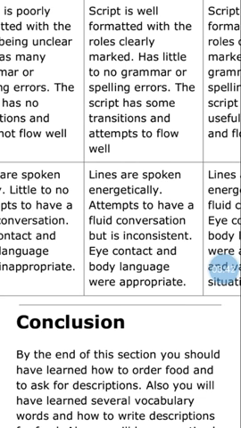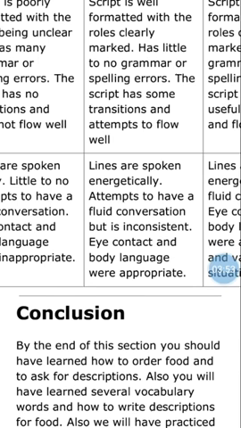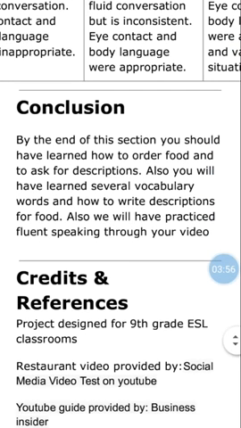Lastly, I'm going to be grading your video, primarily your acting. Lines should be spoken energetically and fluidly, as well as having good eye contact and appropriate body language. At the end of this assignment, you should be able to know how to order food from a restaurant and ask for descriptions. You'll also have learned several vocabulary words and what they mean by writing the description of their food. And lastly, we'll have practiced our fluent speaking throughout the video.